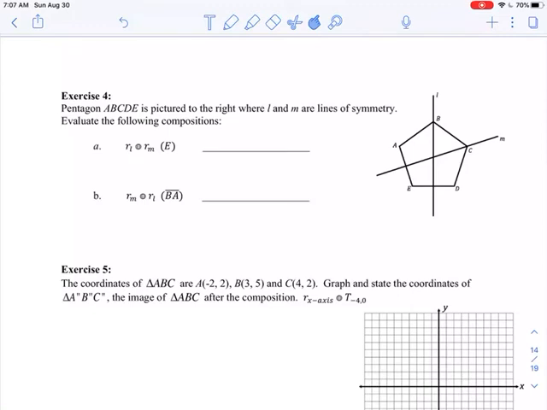Exercise 4. Pentagon ABCD is pictured to the right. L and M are lines of symmetry. Evaluate the following. So basically, I'm going to start with point E. Point E is here. And I'm going to first reflect it over line M. So here's line M. I'm going to flip it over line M, and point E is now going to become point A. Then I'm going to take point A, and I'm going to do the second transformation, which is to reflect it over line L, and I will now wind up at point C.